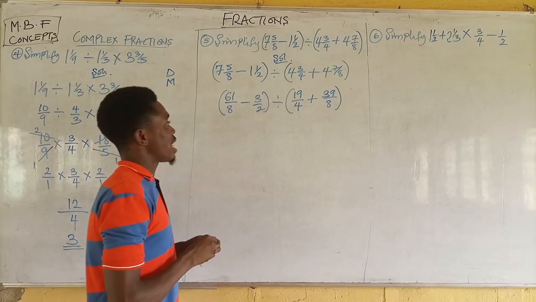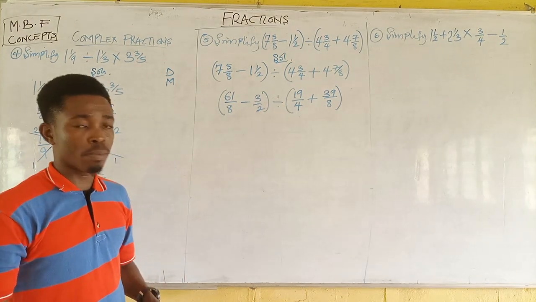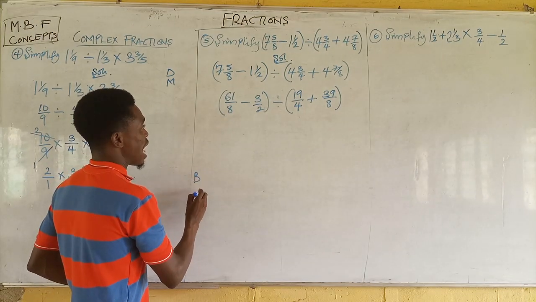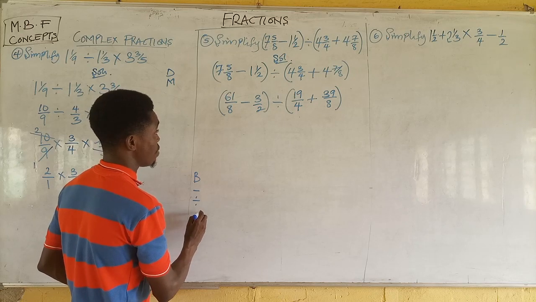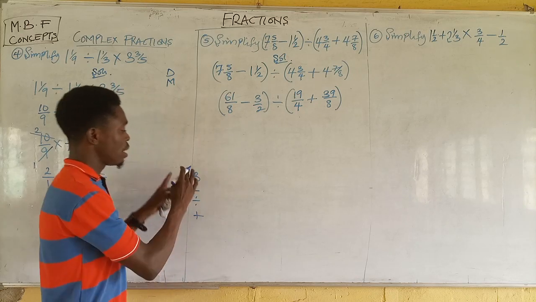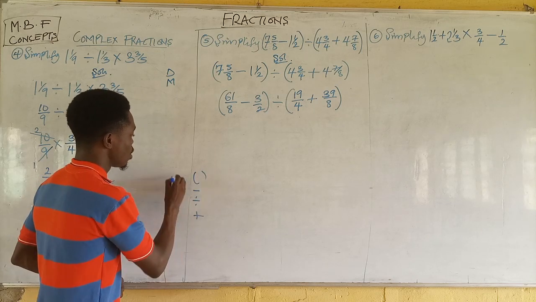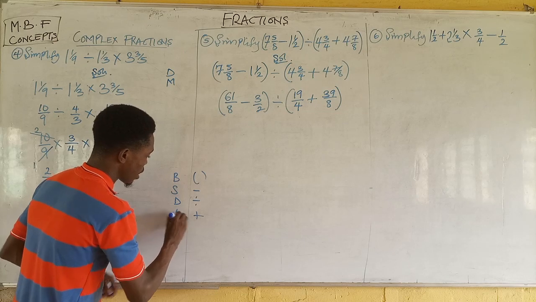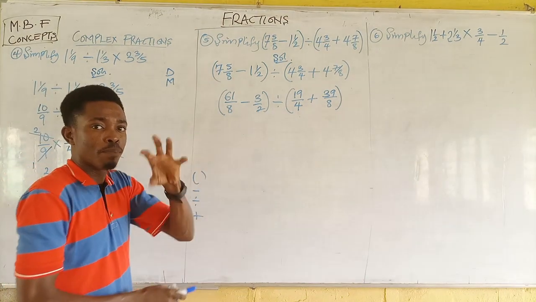Guys, the next thing we do now is to identify the BODMAS characters that are here. Now, we have brackets, we have subtraction, we have division, and we also have addition. So we have brackets, which is this. So B, D, A, S. These are the segments of BODMAS that we have here.